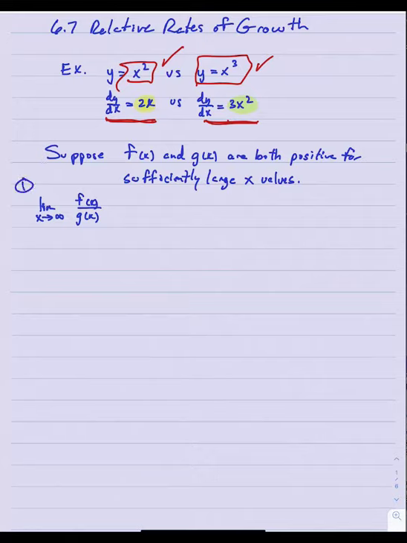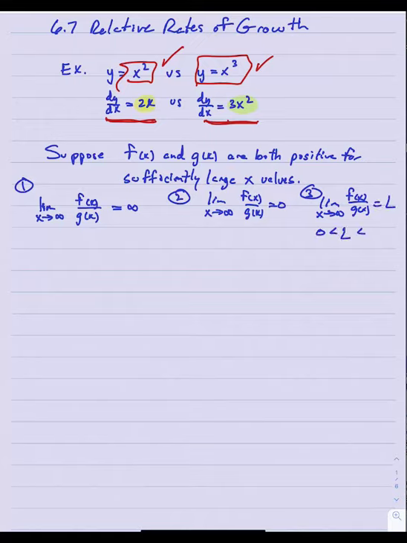Okay, so let's consider a few cases for what could happen when we take that limit. That limit could be infinity. That limit could be zero. Or that limit, if it does exist, could equal some finite L, where L is positive, not infinite. So a, let's say, finite positive limit. And those are the three cases we want to think about. So let's think about case one for a moment.